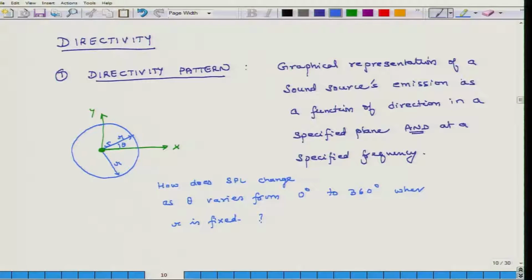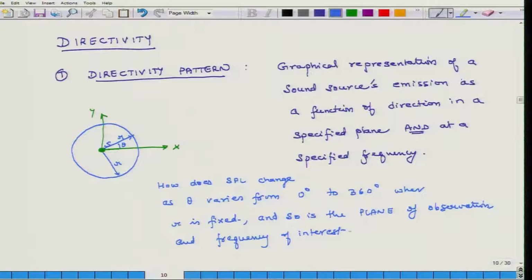So, that is when R is fixed, and so is the plane of observation and the frequency of interest. That is what the directivity pattern gives.